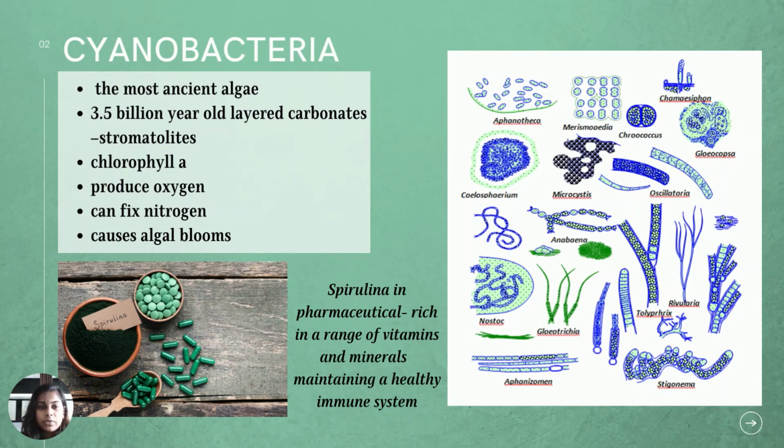Spirulina is one of the groups of cyanobacteria. It is widely used in pharmaceuticals as it is rich in a range of vitamins and minerals that can maintain a healthy immune system.